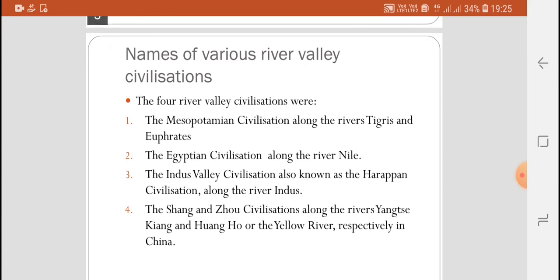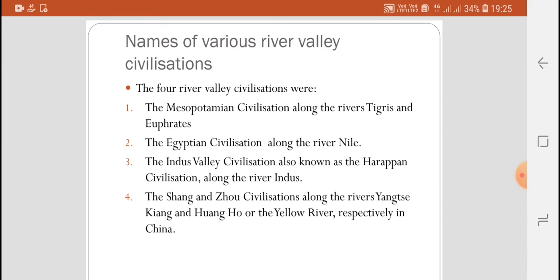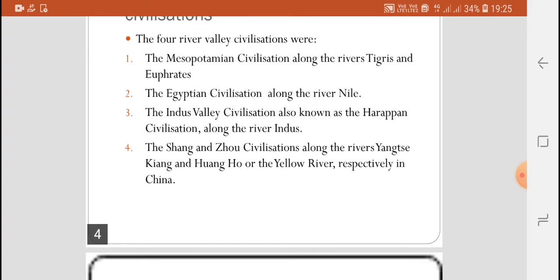Now there were various river valley civilizations, let us know them. The Mesopotamian civilization along the rivers Tigris and Euphrates, the Egyptian civilization along the river Nile, the Indus Valley civilization also known as the Harappan civilization along the river Indus, the Shang and Zhou civilizations along the river Yangtze-Kiang and Hwang Ho or the Yellow River respectively in China.